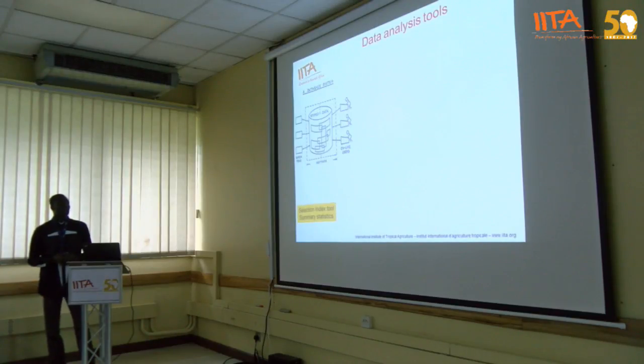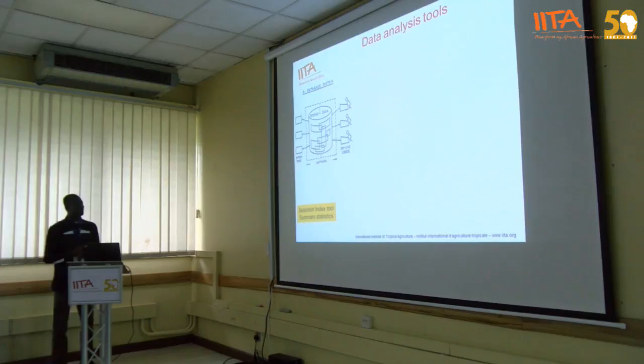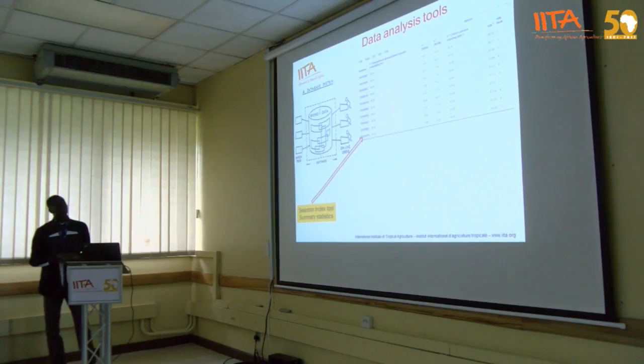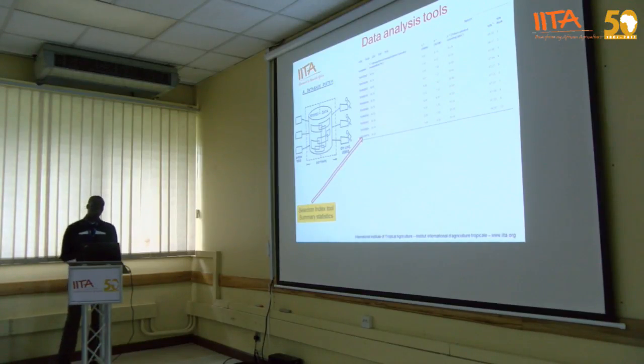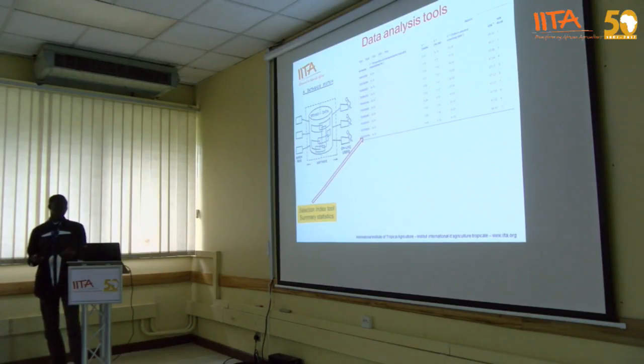take it for you. So as data analysis tools, what we have right now, as I said before, is the selection index tool, and then we have summary statistics. The selection index tool is, let's say you are in a clonal evaluation trial, you have up to 400 accessions, and you want to advance only 100, and you use 30 variables to phenotype your accessions.